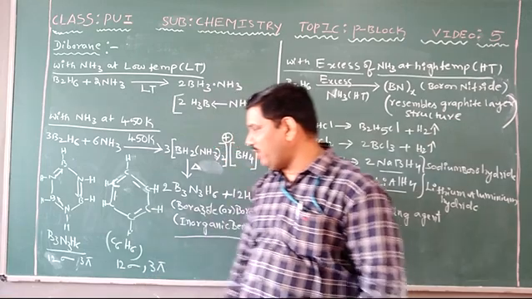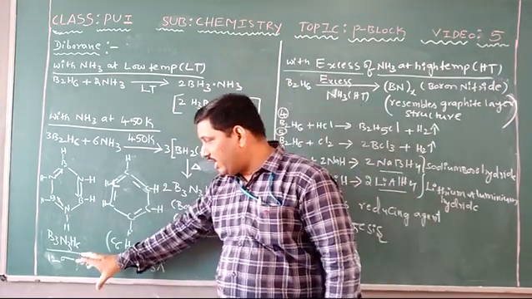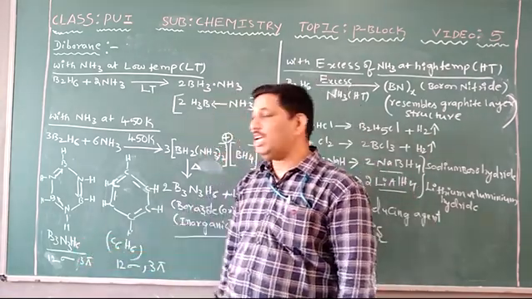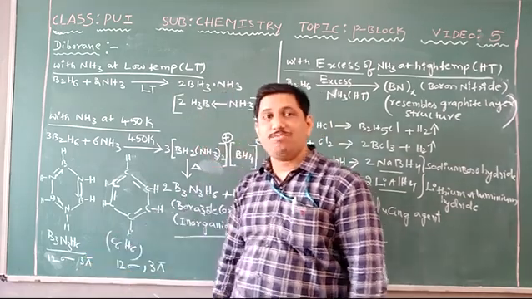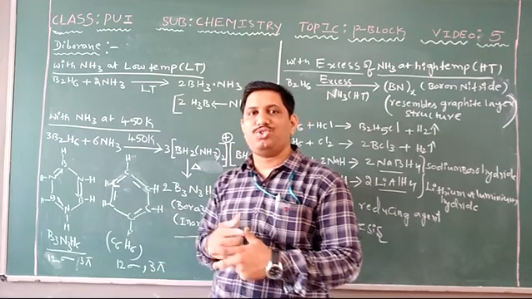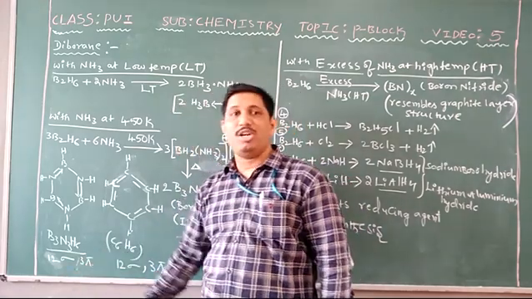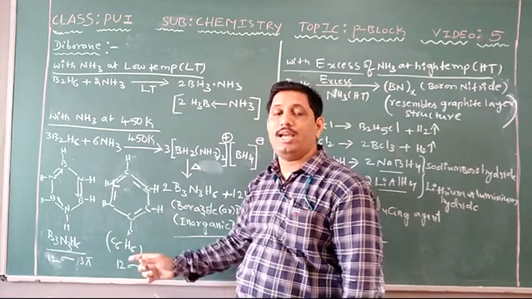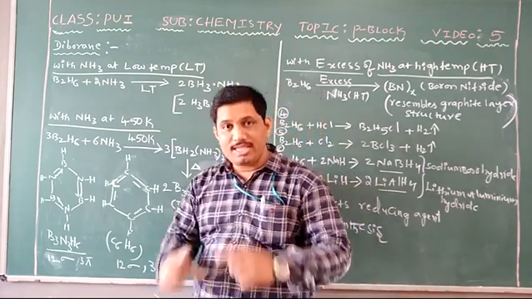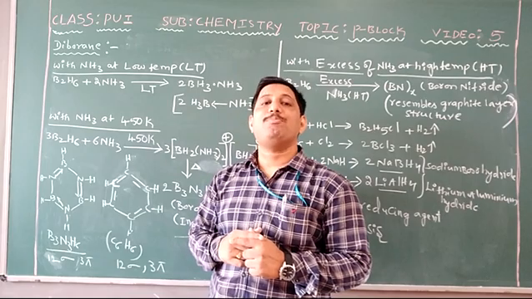Here, from an examination point of view, students, what is the ratio of sigma and pi bonds in borazine? They will ask. Sigma bonds are 12 and pi bonds are 3. 12:3, or the simple ratio will be 4:1. Similar to benzene, also 12:3. Hence, 4:1 is the ratio of sigma and pi bonds.